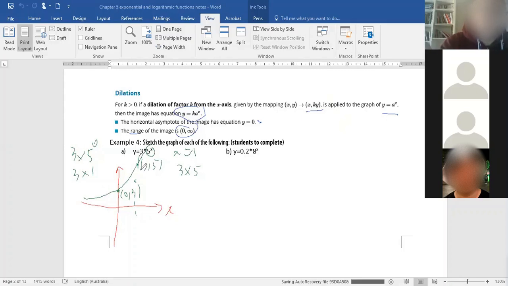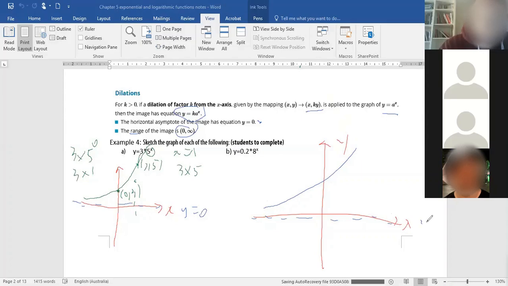And the other one, it doesn't matter about the other one, it's exactly the same. It will look the same. So this time I'll do it in blue. It's going to look something like this, and I forgot my asymptote there of y equals 0. This time when x equals 0, we're going to get 0.2, because 8 to the power of 0 is 1, and 1 times 0.2 is 0.2. You can pick any other number to graph it. It doesn't matter what you pick on there. It's up to you. So those are the main things.